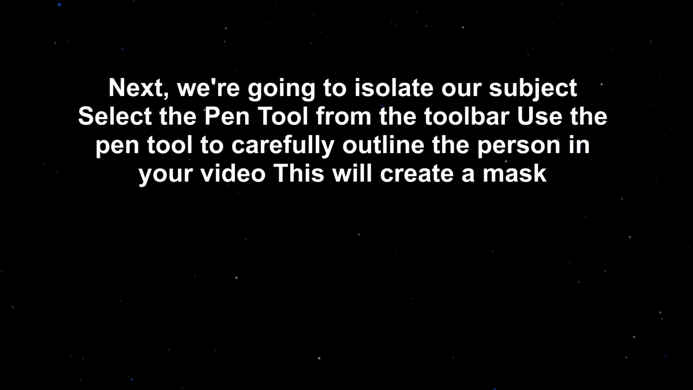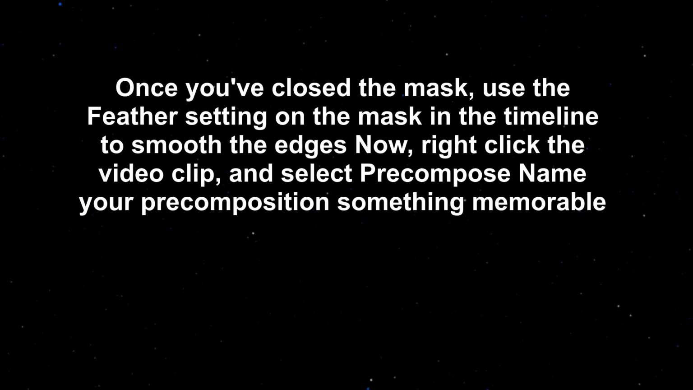Select the pen tool from the toolbar. Use the pen tool to carefully outline the person in your video. This will create a mask. Once you've closed the mask, use the feather setting on the mask in the timeline to smooth the edges.